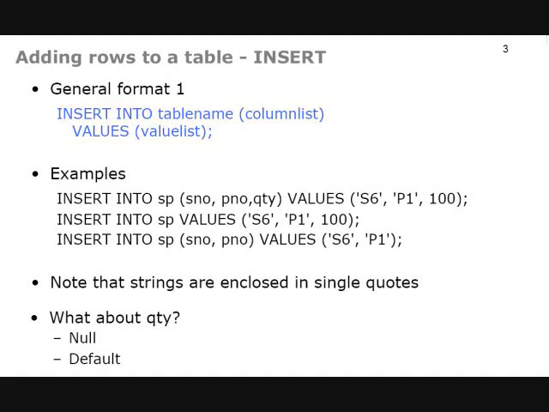Now we have insert into SP, so we have a series of columns, S number, P number, and quantity. Then values S6, P1, and 100. They do correspond, so that means that S6 will be inserted into S number, P1 will be inserted into P number, and 100 will be inserted into quantity. So in this case, we have specified the columns and the values.